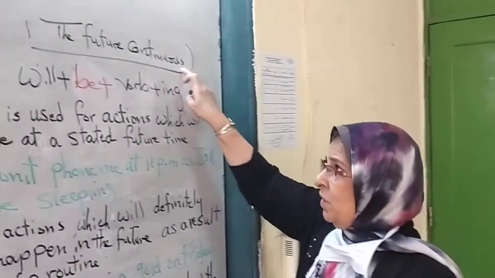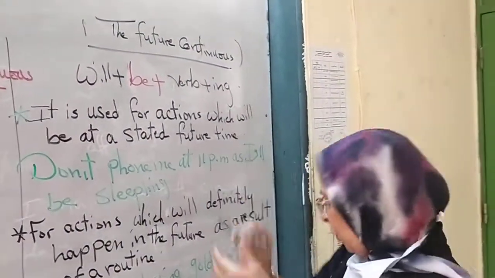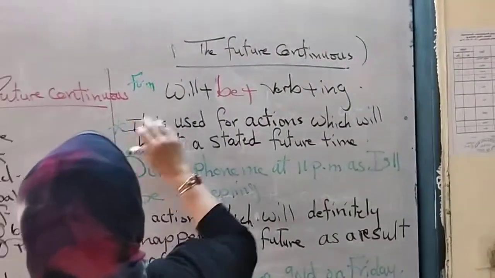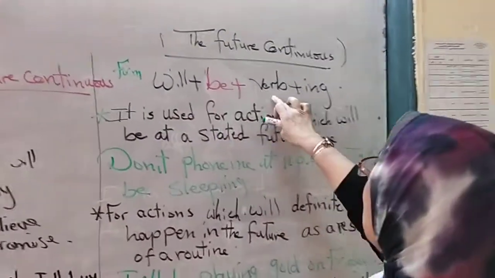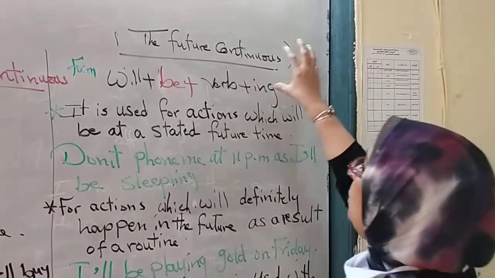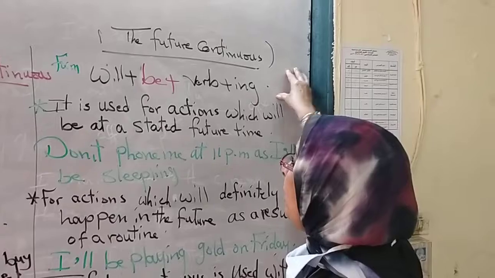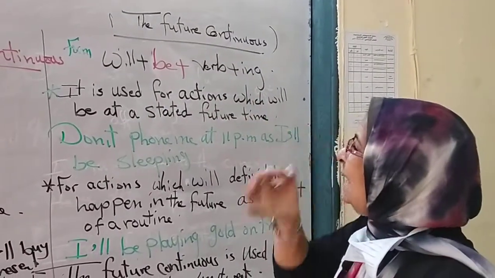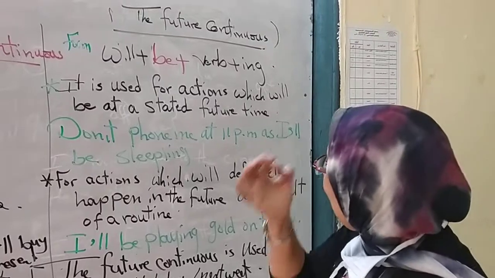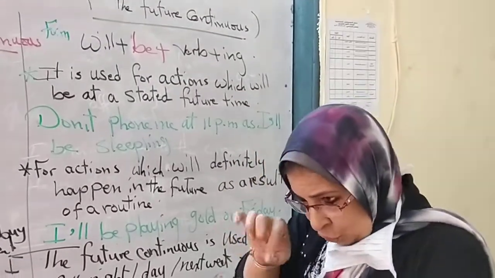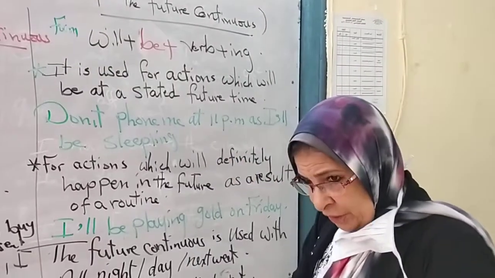The future continuous has a certain form, which is what? Will plus be, plus verb ing. When do I use the future continuous? It is used for an action which will be happening at a stated future time. Next year, tomorrow at 6 o'clock, what are you going to do?